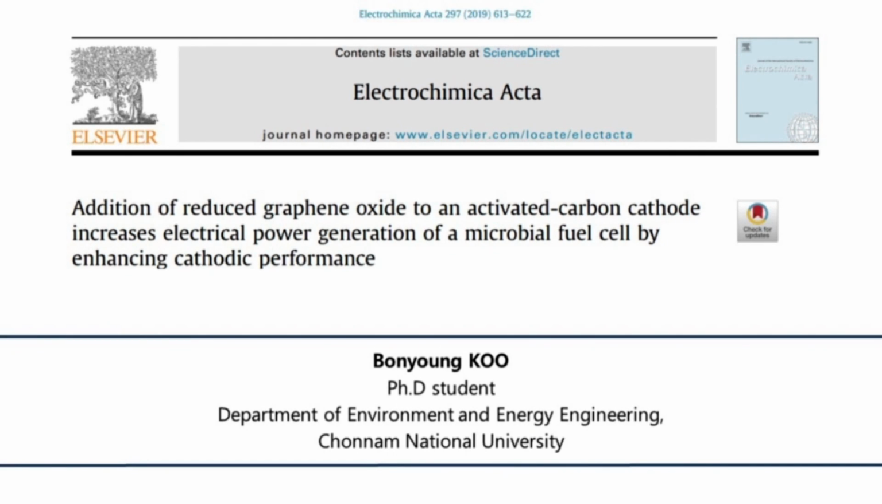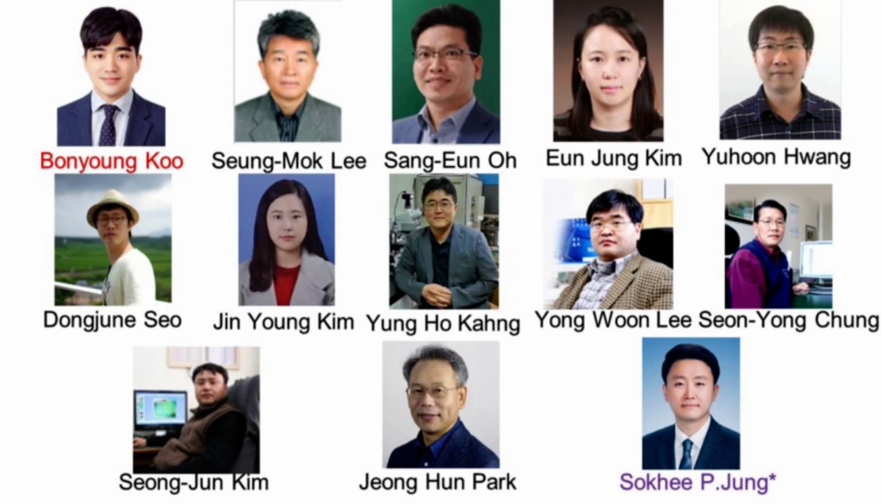In this presentation, I'd like to introduce one of my journal articles. Its title is Addition of Reduced Graphene Oxide to an Activated Carbon Cathode Increases Electrical Power Generation of a Microbial Fuel Cell by Enhancing Cathodic Performance. I am the leading author of this article, and my academic advisor Saki Jong is the corresponding author of this paper. Several other researchers participated as co-authors as shown on this slide.